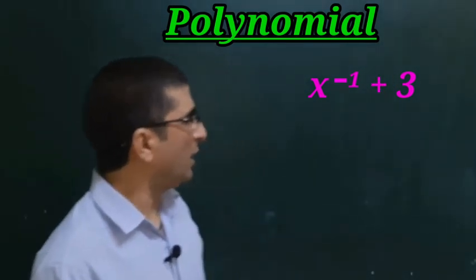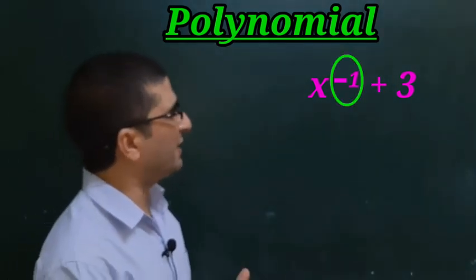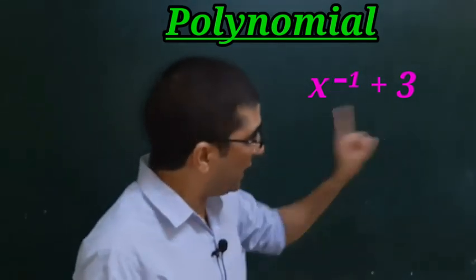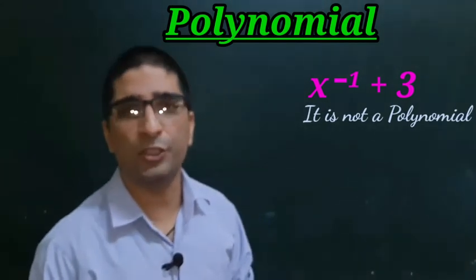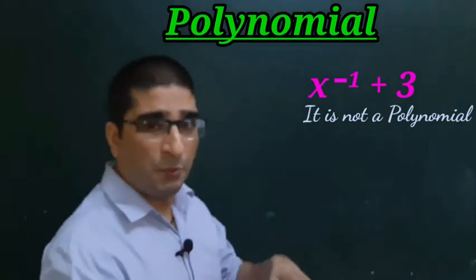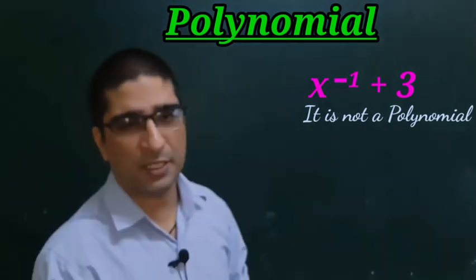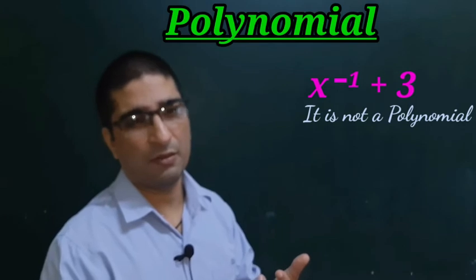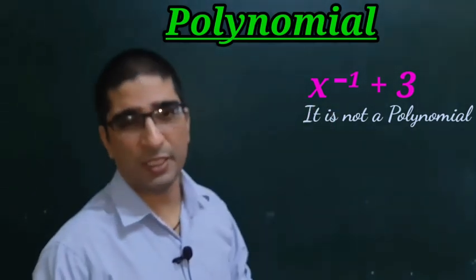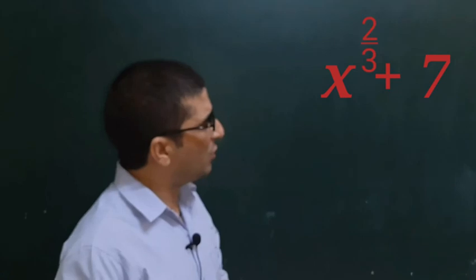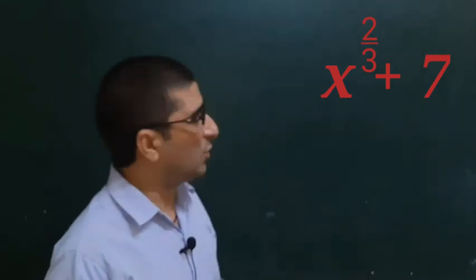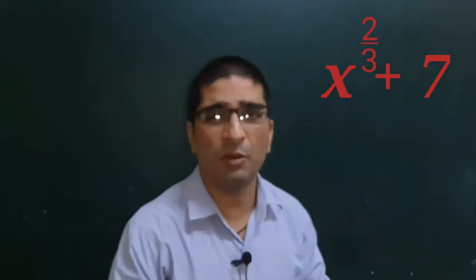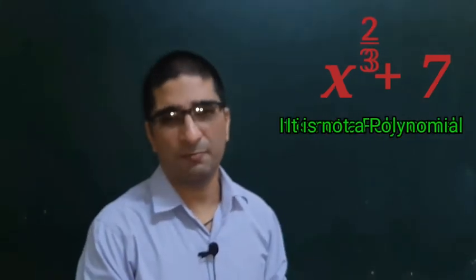But my dear, you check x to the power minus 1 plus 3. In this expression, the power of the variable x is minus 1. Minus 1 is not a whole number. That's why this algebraic expression is not a polynomial. To be a polynomial, the algebraic expression must have the power of the variable as a whole number. Similarly, x to the power 2 by 3 plus 7. Here 2 by 3 is not a whole number. So it is not a polynomial.